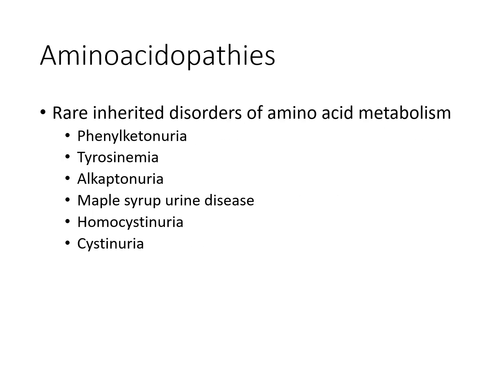So aminoacidopathies, these are amino acid metabolism disorders, which are inherited conditions that disrupt normal amino acid processing in the body. These disorders often lead to accumulation or deficiency of specific amino acids or their metabolites, which can cause various clinical symptoms. So some disorders we have is phenylketonuria, which is PKU.